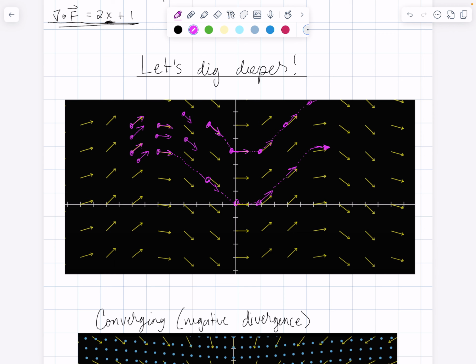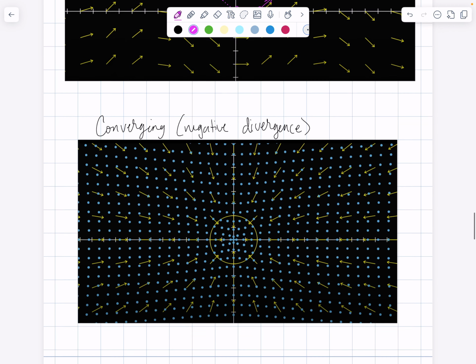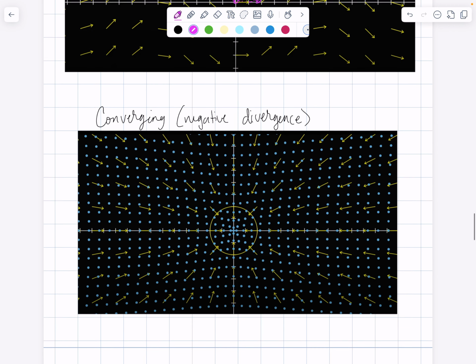Okay, now let's talk about this example. So in this example, we see all of these vectors, all these points, they're converging towards our origin here, our 0, comma 0. We've got all these points, and this is what we would call negative divergence. Or if we were to talk about a real world example, we would think about perhaps the drain in a sink, right?